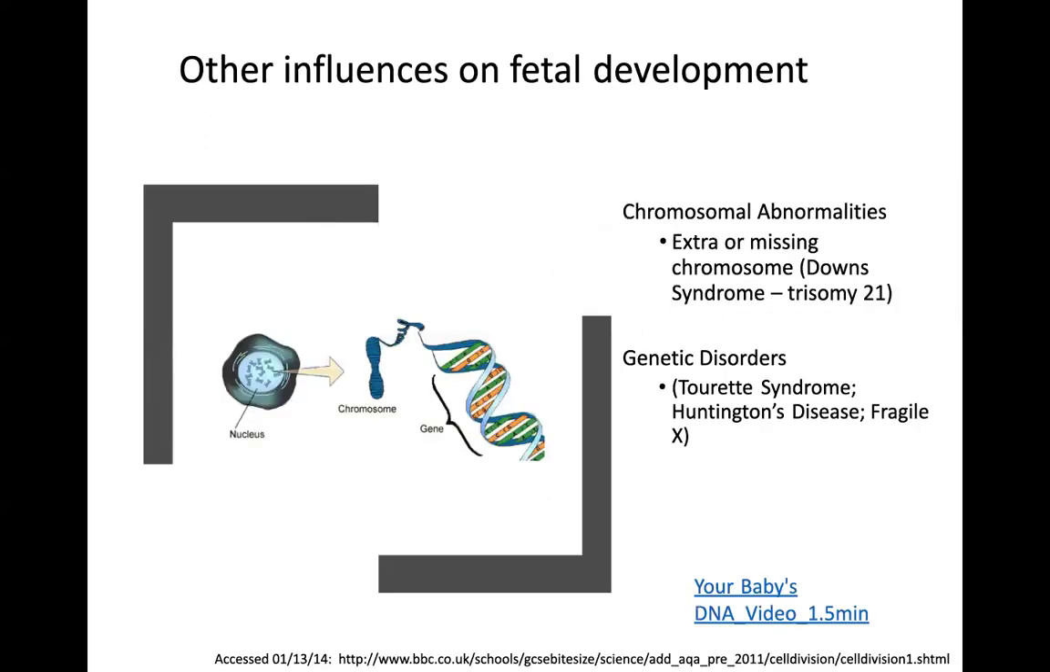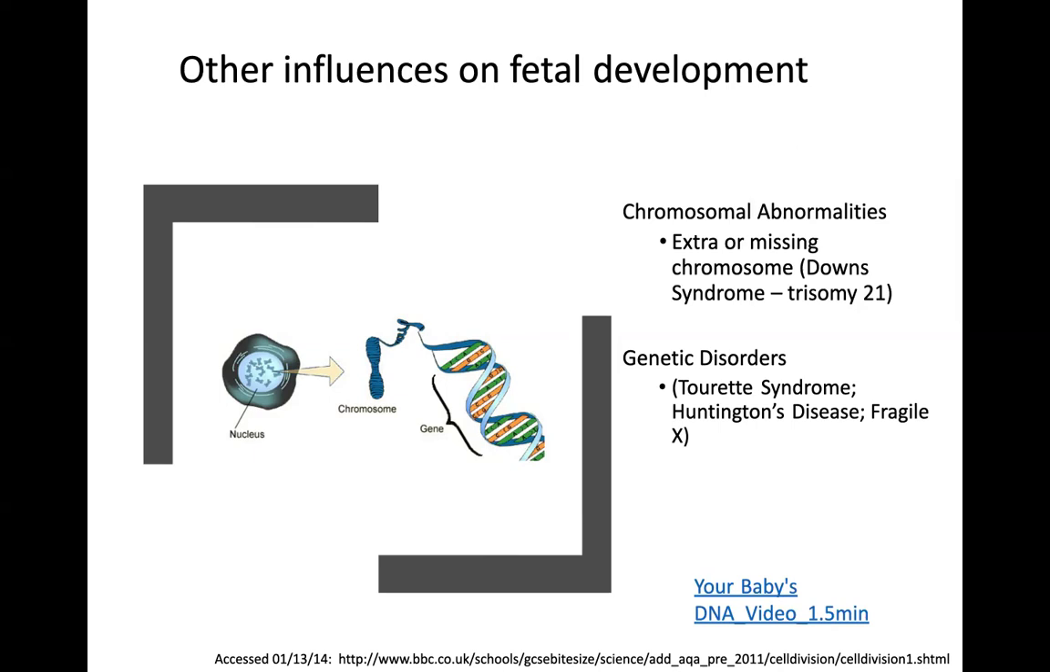So we also have some other influences on fetal development. So we have chromosomal abnormalities. Does anyone know how many chromosomes we typically have? A typical chromosomal count is 46. So with an extra or missing chromosome, that can cause what's known as Down syndrome or trisomy 21.